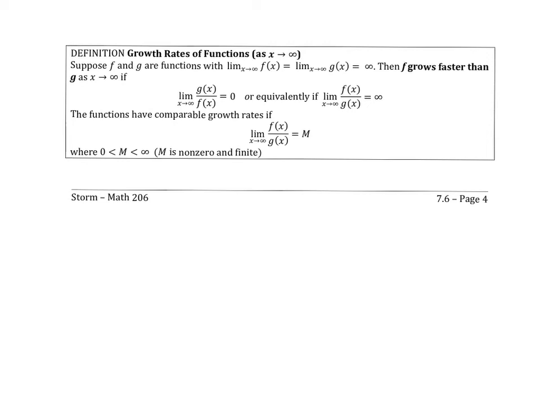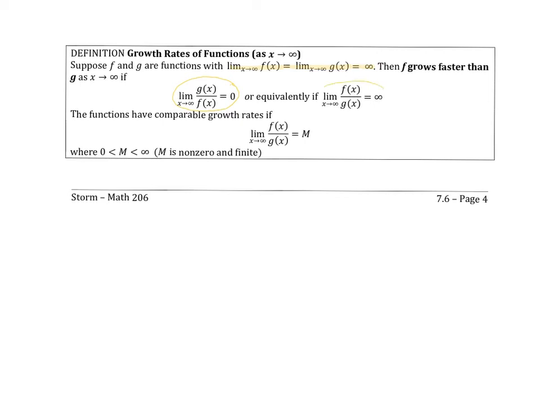So if we're looking at the limit as x goes to infinity of two functions, f of x and g of x, and they're both equal to infinity, then if we take the limit of one over the other and the limit is 0, what that means is the function in the denominator is growing faster than the function in the numerator, because the denominator will get larger and larger, and the numerator will not grow as fast, so the whole fraction will approach 0.